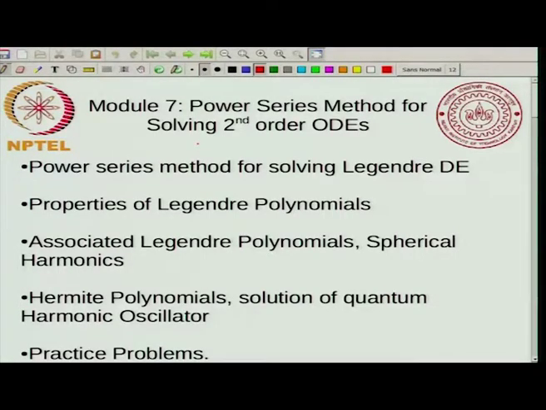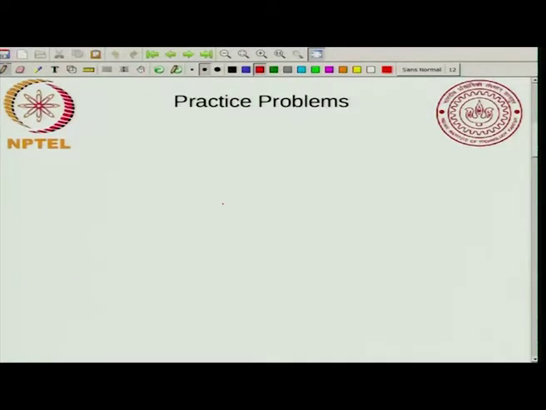There are two things to emphasize. One is how you use the power series method, and the second thing that I want to show is how you use properties of these, say, Hermite polynomials or spherical harmonics. So, let us start with the first practice problem.